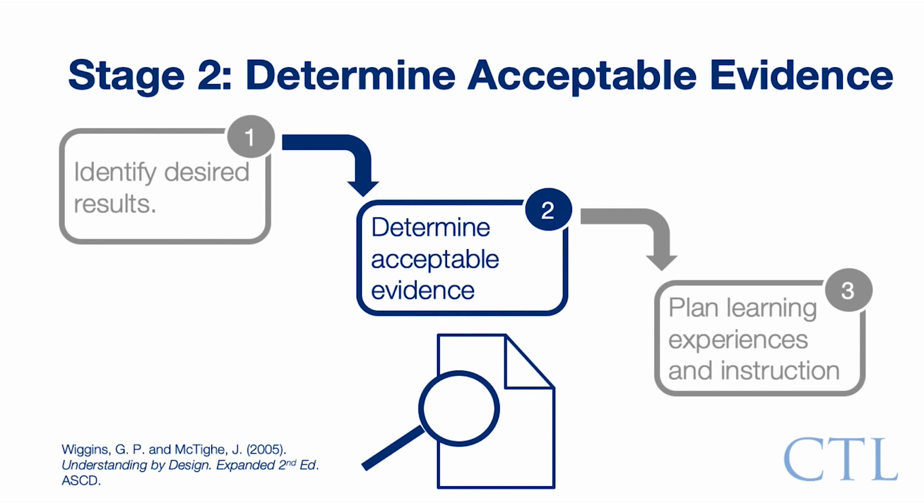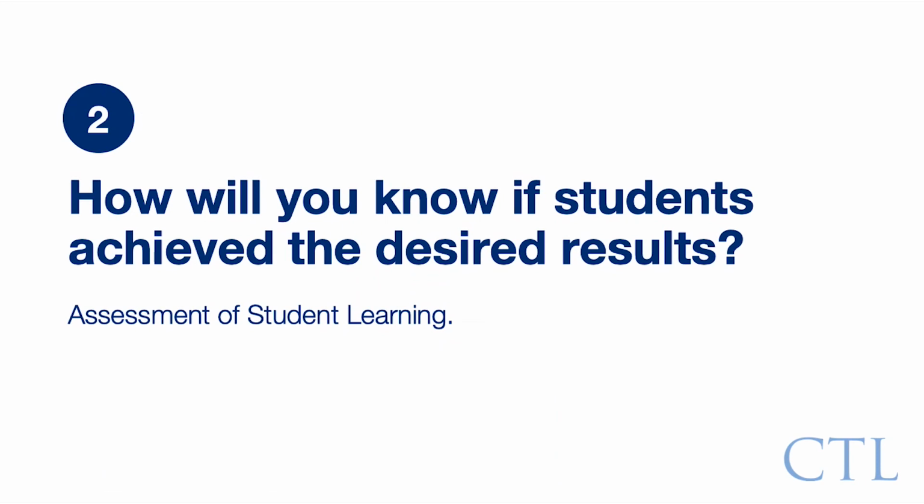Stage 2, determine acceptable evidence. With learning objectives articulated, instructors should think about what evidence will demonstrate that students have achieved the desired outcomes. In Stage 2, instructors determine the assessment plan. Instructors consider a variety of assessment methods for gathering evidence, with assessment being more than just a means for generating grades. Questions to guide Stage 2 include, how will you know students achieved the desired results? What assessment tasks and evidence will guide instruction? What criteria will be used to evaluate student performance?